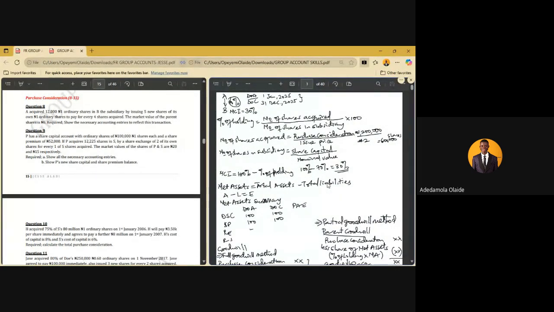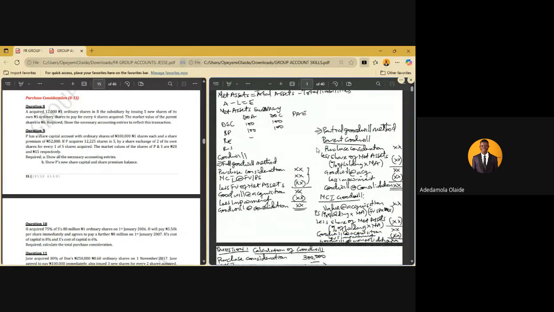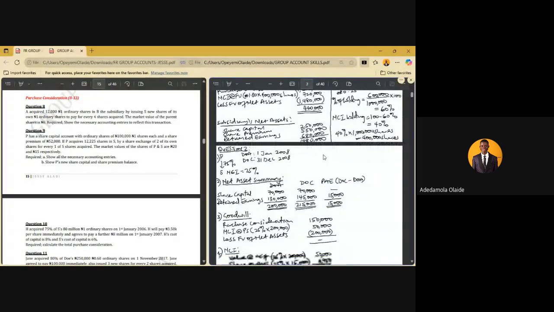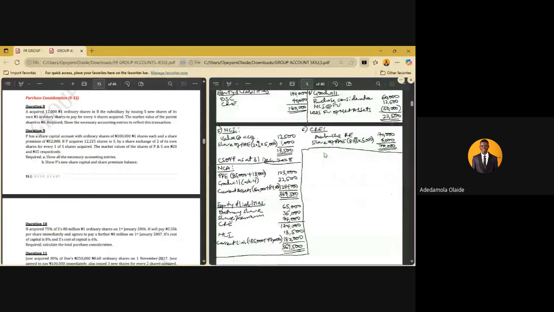If you remember when I was introducing purchase consideration, I said we actually have 4 different types of purchase consideration. Purchase consideration is what the parent paid to acquire the subsidiary, the resources the parent exchanged for the shares in the subsidiary. And we basically classify purchase consideration. We have 4 types.